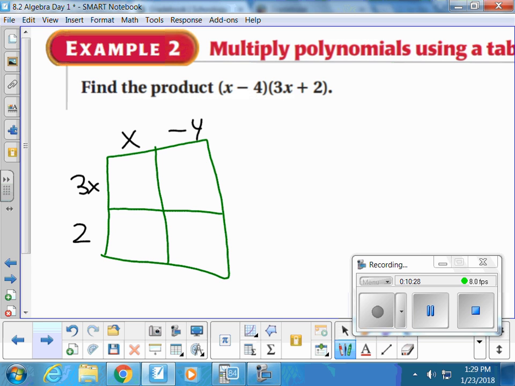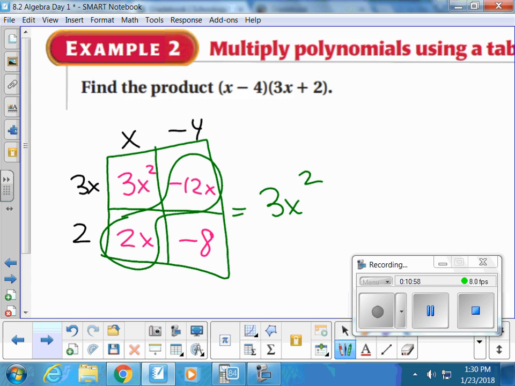All right, what is 3x times x? 3x squared sound okay? What is 3x times -4? Be careful, it's a negative. Negative 12x. And then 2 times x is 2x. And 2 times -4, -8. It does look like my diagonals are both x's, so we can add them up. 3x squared minus 10x minus 8.